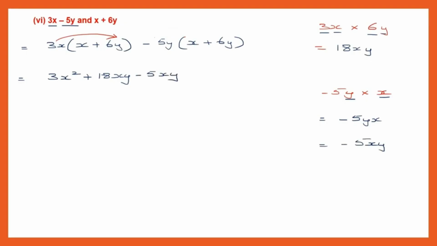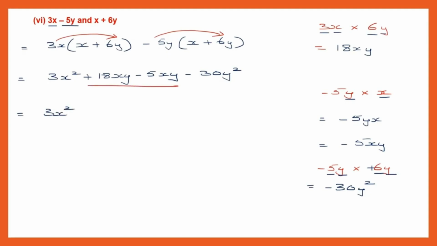Now we multiply minus 5y into 6y. So minus 5y into 6y. First multiply the sign. Here it is minus, here it's plus. Minus into plus is minus. Then multiply the numbers. 5 sixes are 30. Then we have a y here and a y here. So that makes it y to the power of 2. So here what do we have? Minus 30y to the power of 2. So let's write down the answer: 3x square, and here we have plus 18xy minus 5xy.